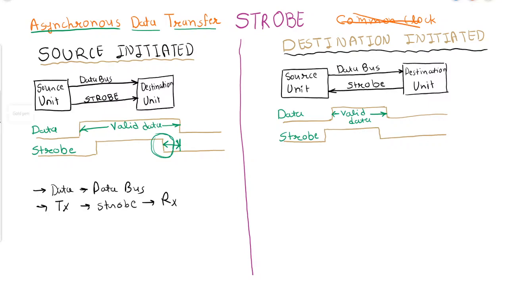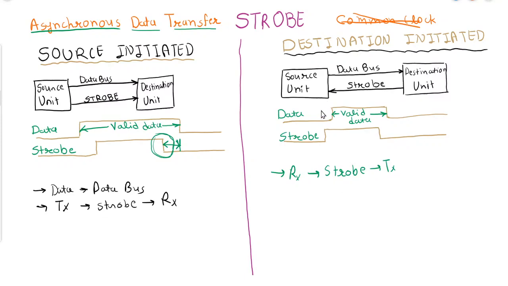Here, what is the problem? The source does not have any idea whether the destination has properly read the data or not. So let's see how destination initiated asynchronous data transfer using strobe takes place. Here data transfer was initiated by the source, but now it will be initiated by the destination. First of all, the receiver will send the strobe to the transmitter, informing the transmitter that now you can send the data.